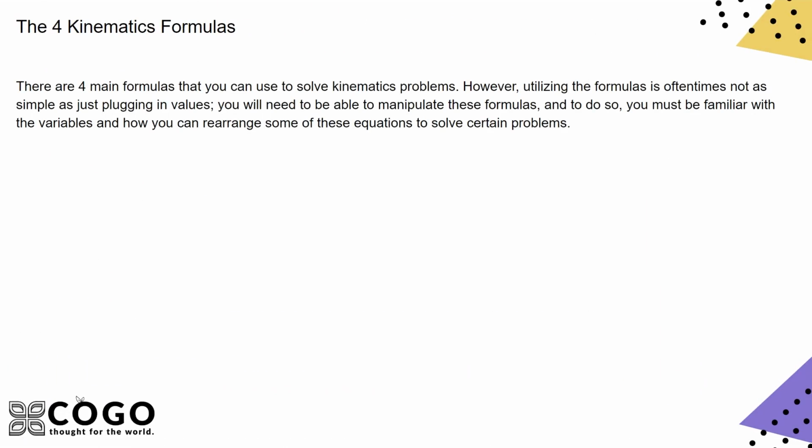There are 4 main formulas that you can use to solve kinematic problems. However, utilizing the formulas is oftentimes not as simple as just plugging in values. You will need to be able to manipulate these formulas, and to do so, you must be familiar with the variables and how you can rearrange some of these equations to solve certain problems. Firstly, there is v equals u plus a times t. Then we can rearrange that to s equals u times t plus 1 over 2 a times t squared. Then we can also rearrange it into v squared equals u squared plus 2a times s. And lastly, the last variation would be s equals v plus u all divided by 2t.